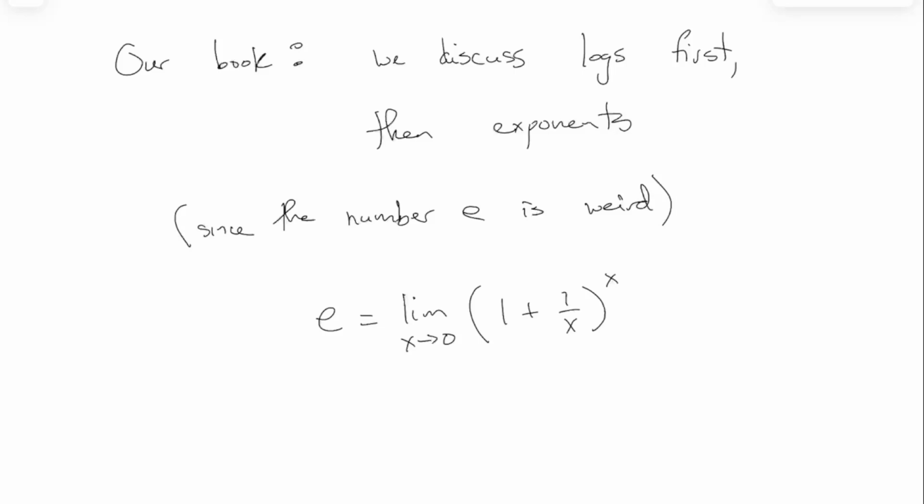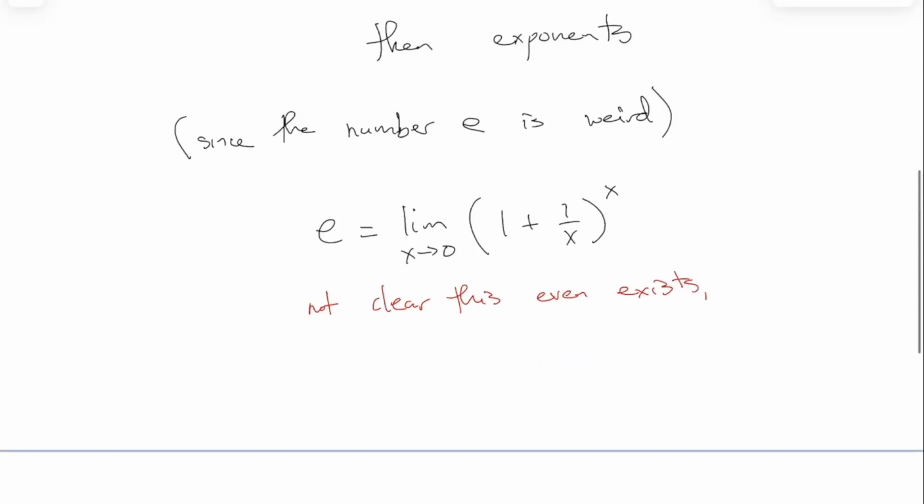But this limit, if you are trying to be rigorous with everything, it's not clear this even exists, right? And the most important property of e, at least as far as calculus is concerned, is that the derivative of e to the x equals e to the x. But that fact is definitely not obvious at all if this is the definition of what e is. So it's not clear this even exists, and not clear why e to the x is special in terms of calculus, right?